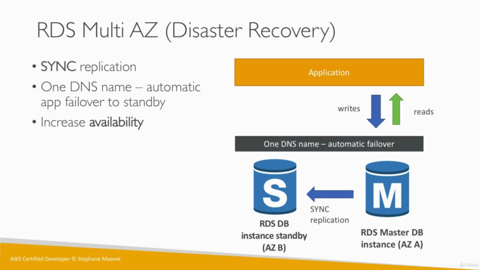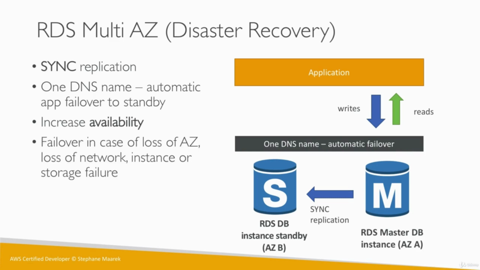And why would you do this? Well, it's to increase availability. So if a whole instance goes down, if there is a loss of an AZ, or a network, instance, or storage failure, basically our application can fail over from the master to the standby, and the standby will be promoted master, okay? And for this, there is no manual intervention that needs to happen in your applications. It will happen seamlessly. And so the only reason you would use multi-AZ is for disaster recovery.